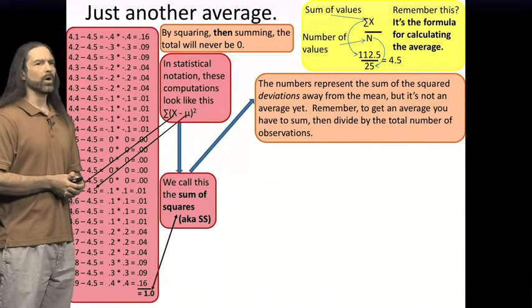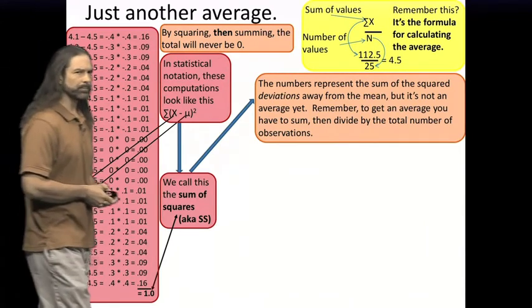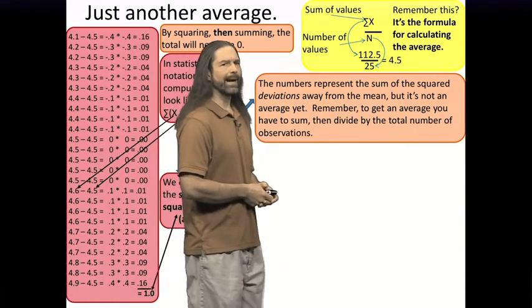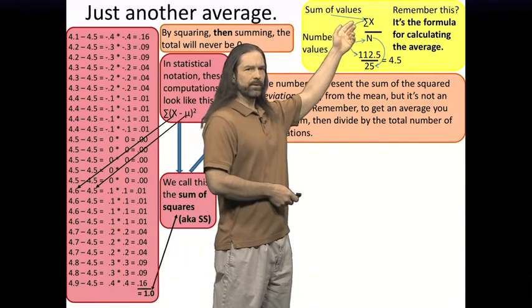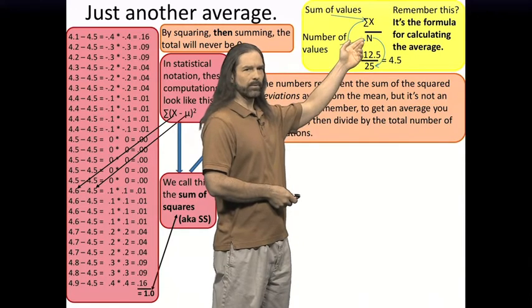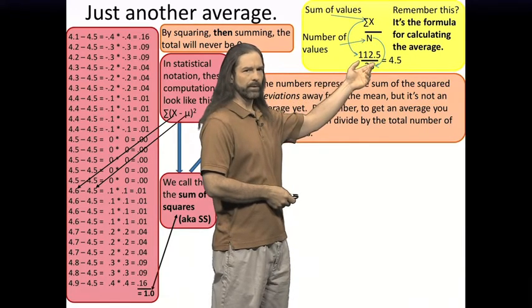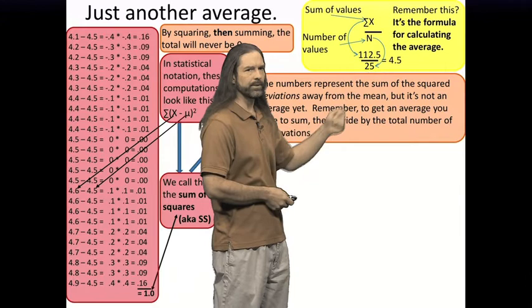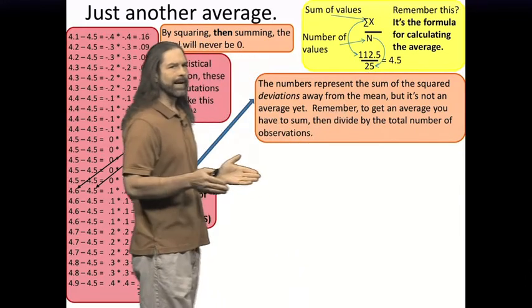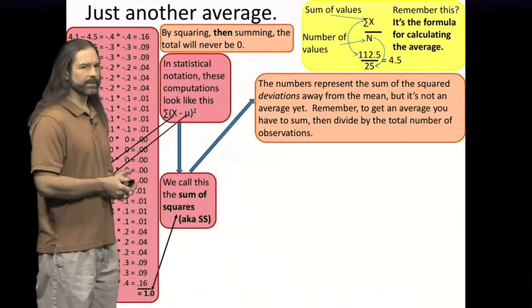Remember, as we go back to the average that we just computed, how do you compute an average? You sum the values, then you divide by the total number of observations. That's what we did before. We summed and divided by the total number of observations. We are wanting to calculate an average distance.